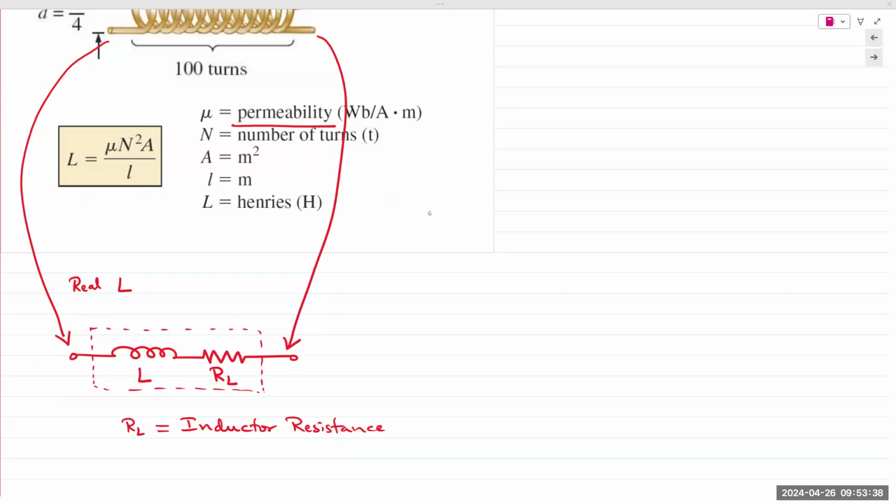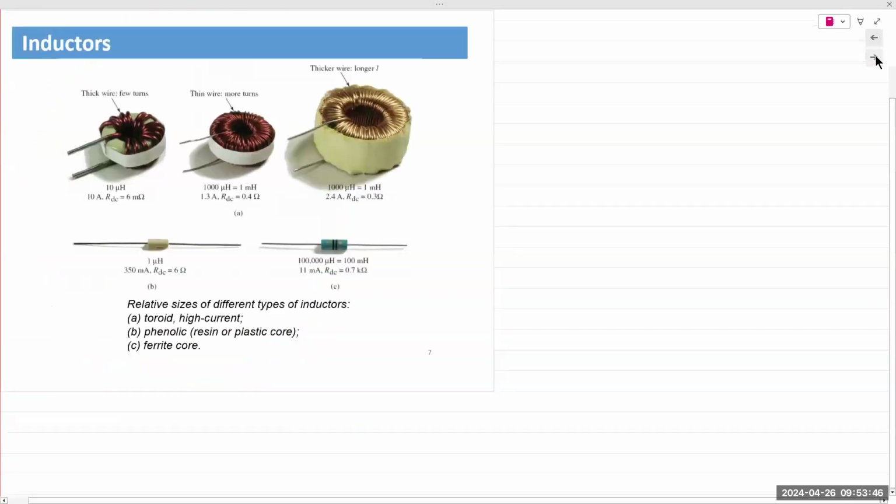Just some examples of real life inductors. These look like resistors. They have some bands on it, or it's written up.